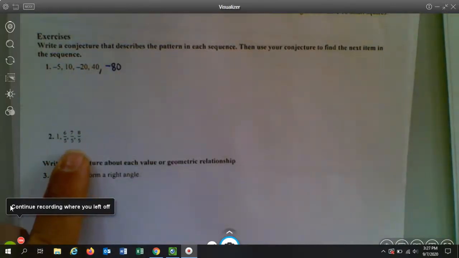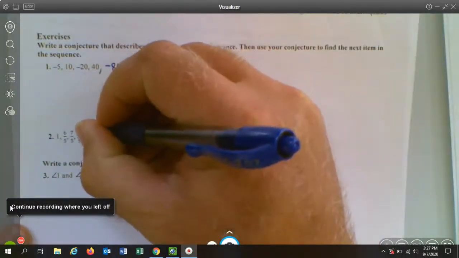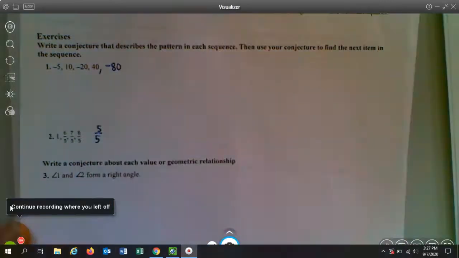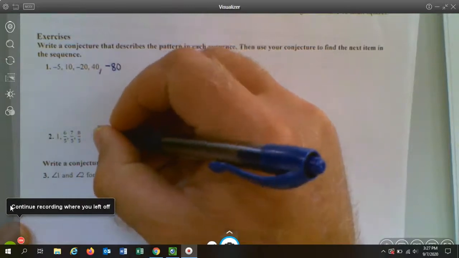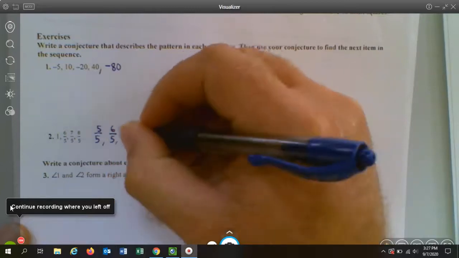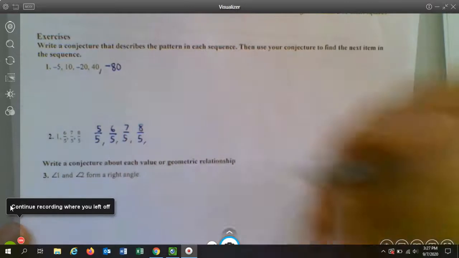Let's try it with this one. What might help with this pattern is if you see 1 as 5 over 5. That might make this pattern a little easier to see. I'm even going to write that out. So instead of the first term being 1, I'm going to write that as 5 over 5, because that's still 1, right? So 5 over 5, 6 over 5, 7 over 5, 8 over 5. What do you think the next number in the pattern is?